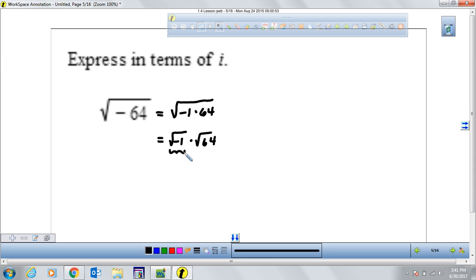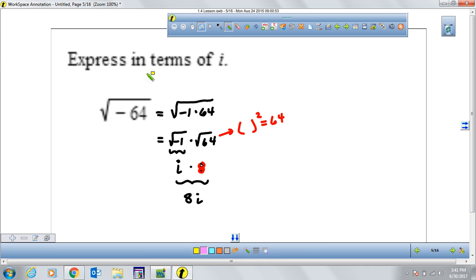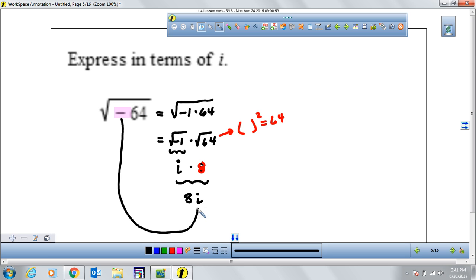But we already talked about on the definition that the square root of -1 is going to be called i, and the square root of 64 is going to be 8. Right? Remember, what does it mean by the square root of 64? What number squared equals 64, which is going to be an 8. Right? So then i times 8 is going to equal 8i. So whenever we have a square root of a negative number, what that negative is going to do is turn into an i. And then we get the square root of the number just as we used to.